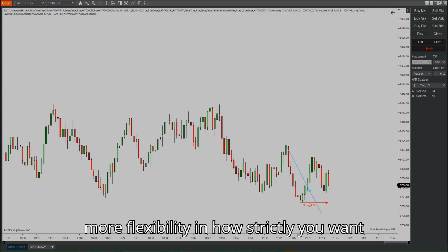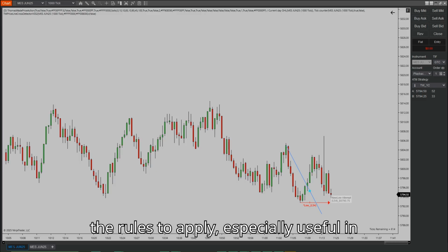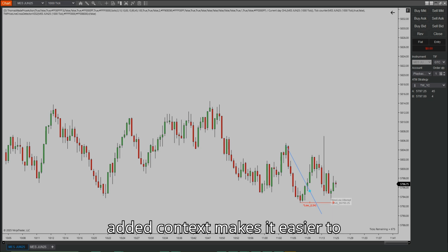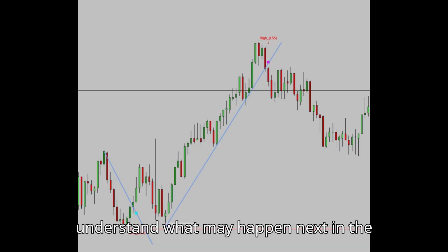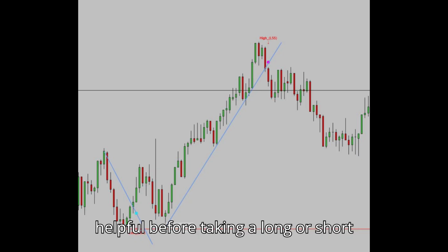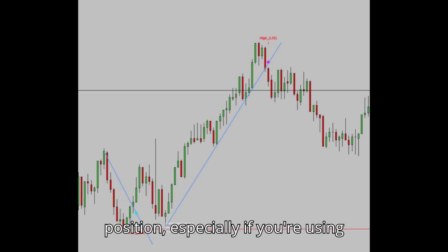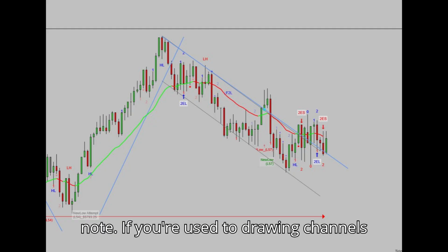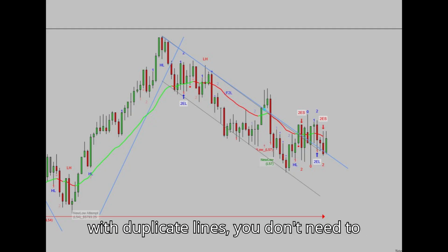This gives you more flexibility in how strictly you want the rules to apply, especially useful in fast or volatile market conditions. This added context makes it easier to understand what may happen next in the price structure. This can be extremely helpful before taking a long or short position, especially if you're using Thomas Wade's style of analysis. One last note. If you're used to drawing channels with duplicate lines, you don't need to anymore.